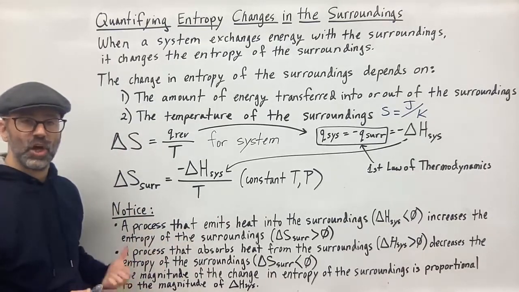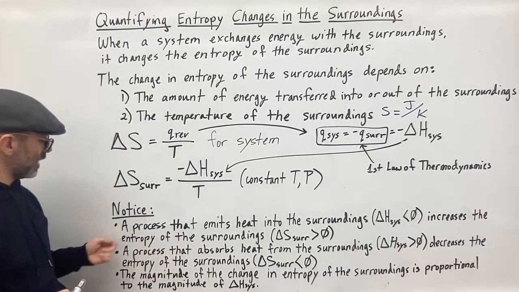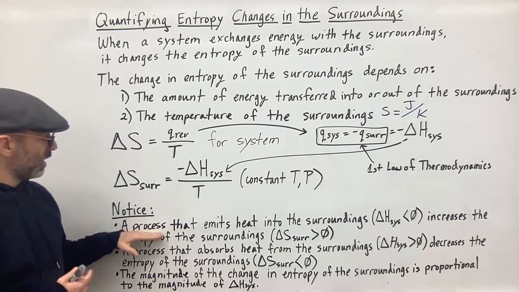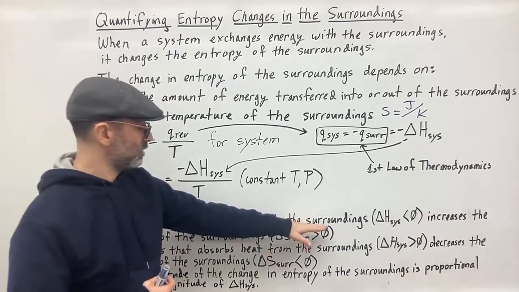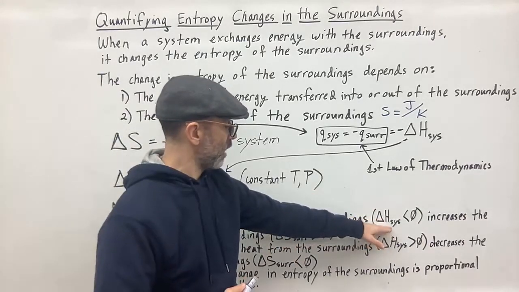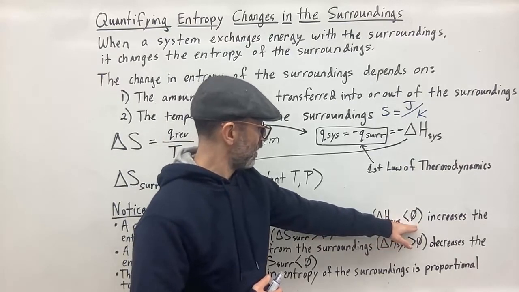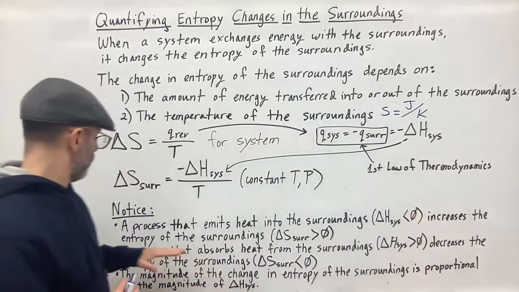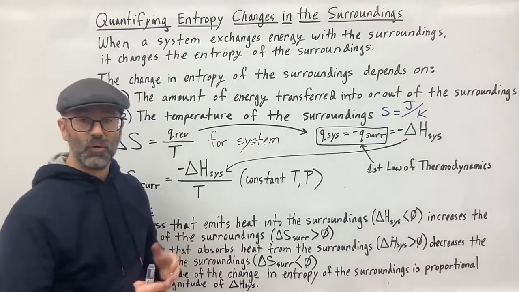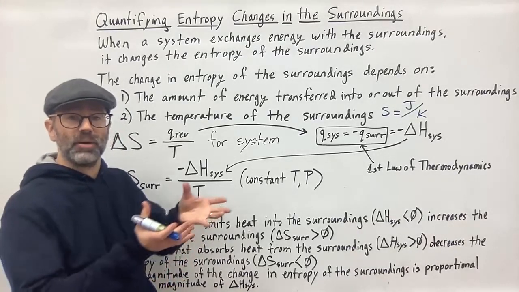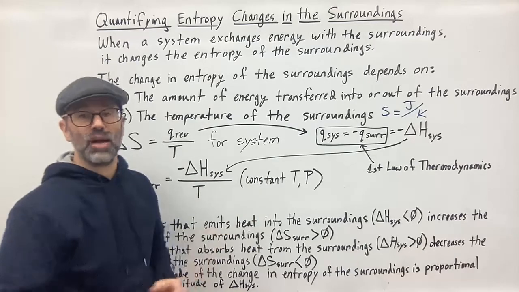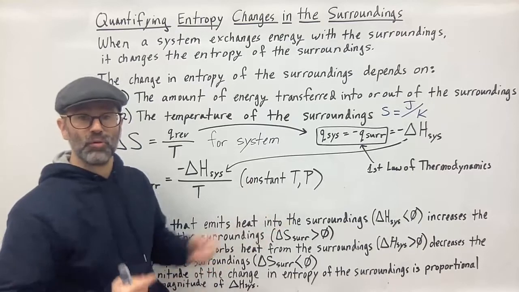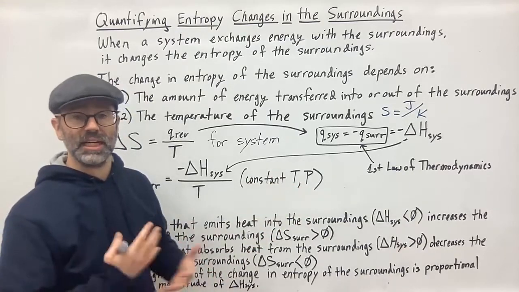There are three things to notice here. First, a process that emits heat into the surroundings means that delta H of the system is negative. It's losing heat, and this is going to increase the entropy of the surroundings. We saw that before: heat released from an exothermic reaction to the surroundings dissipates, and therefore we have this dispersal or randomization of heat into the surroundings. So that's going to increase the entropy of the surroundings.